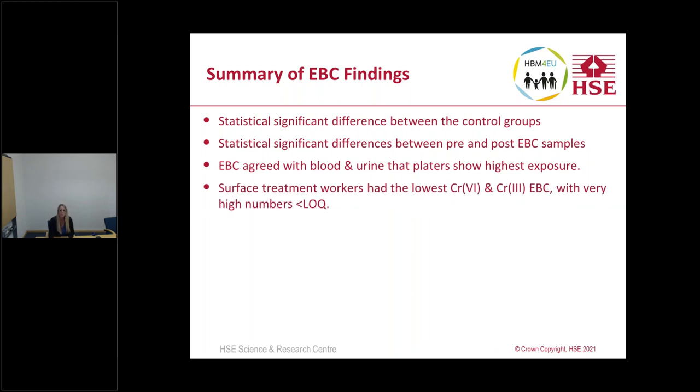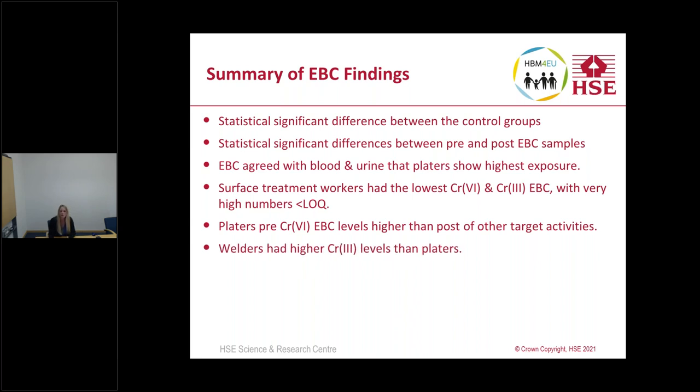The surface treatment workers had the lowest chromium 6 and chromium 3 results, with very high numbers less than the LOQ. As I just said, the platers' pre-working week chromium 6 EBC levels were higher than the post-working week levels of the other two target activities.